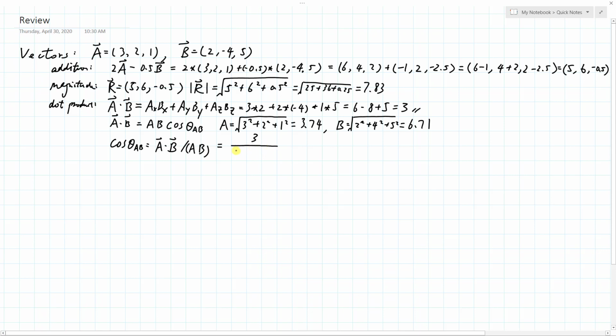Divided by 3.74, 6.71. So we have a cosine value, and then if we take an inverse cosine, arc cosine, of this value, we can get a number. So let's get this number.